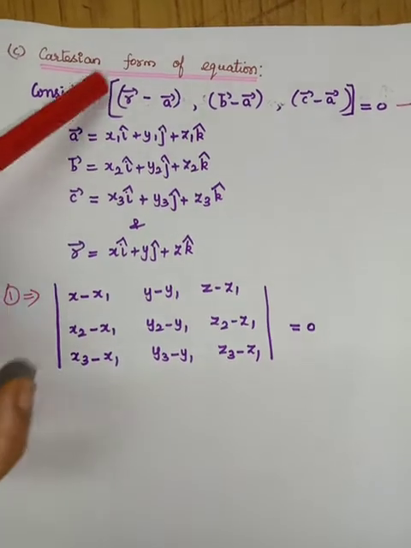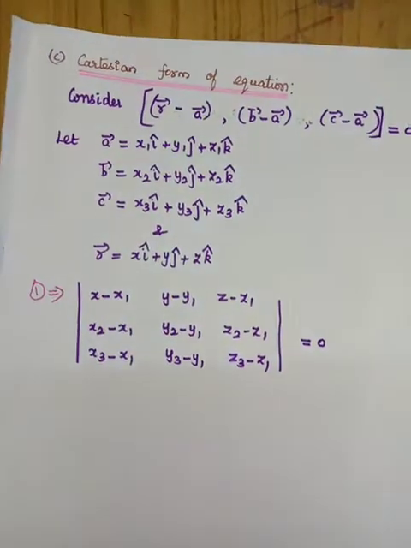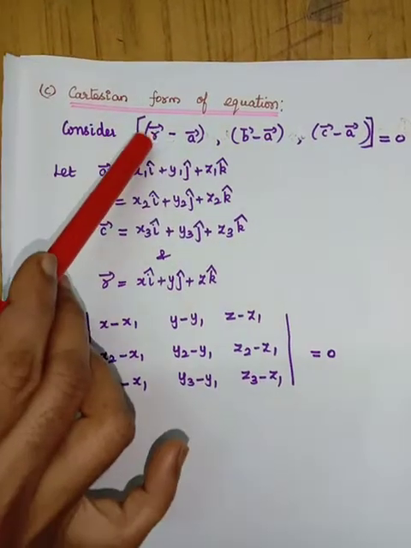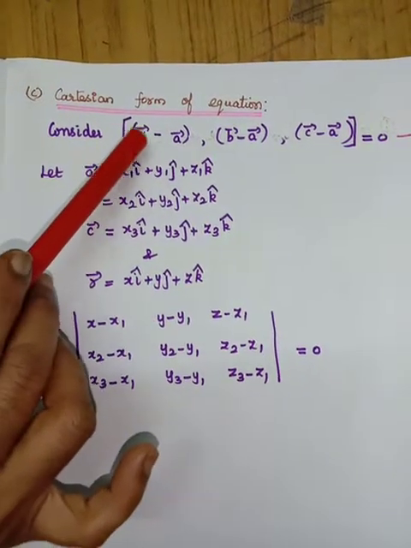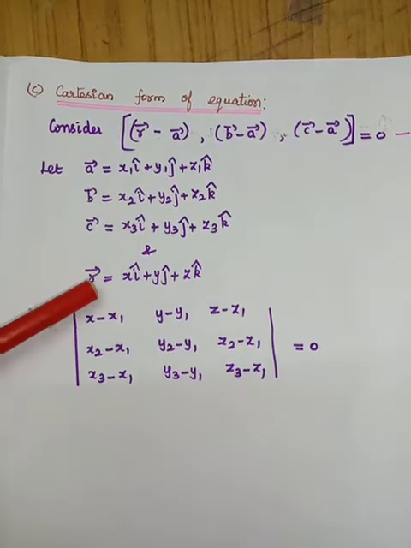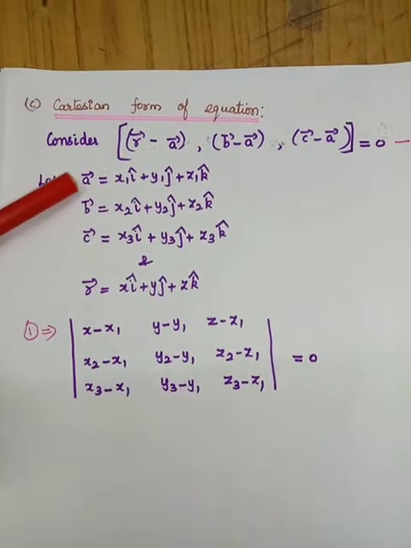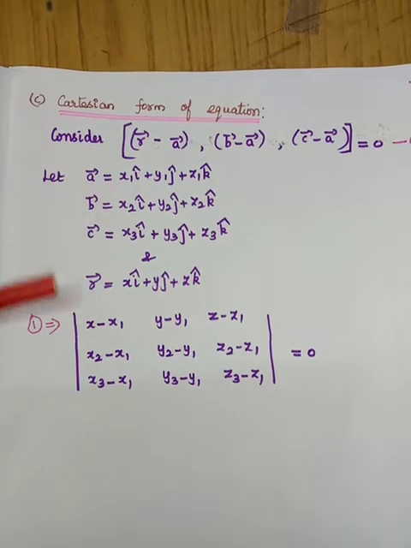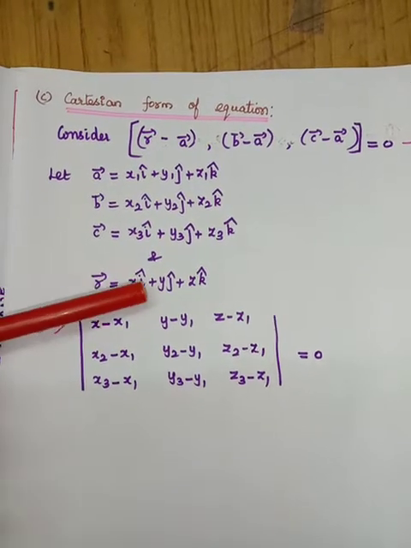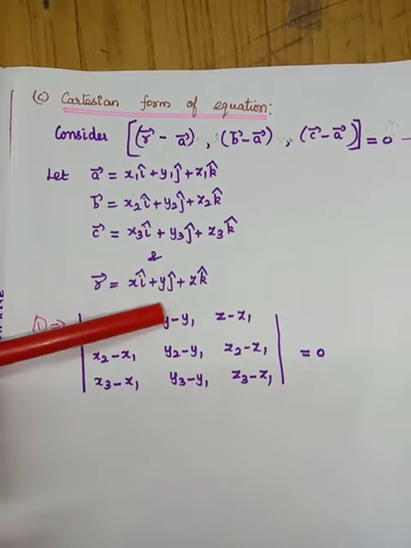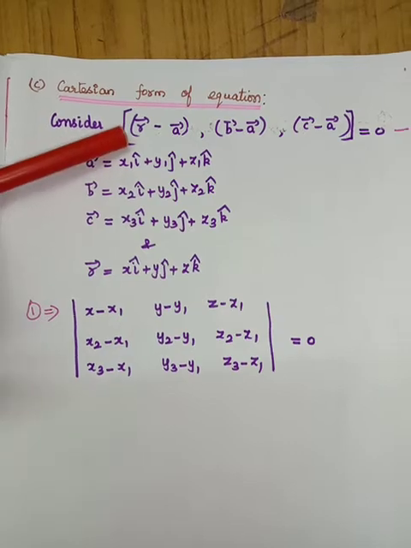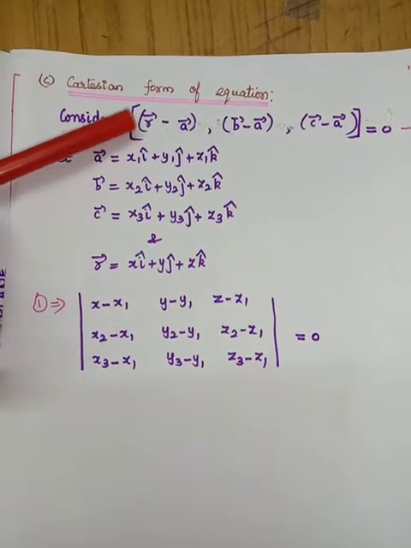Okay, so here it's a box product. How to evaluate the box product? It is nothing but the determinant. Okay, in the first row you have to write the components of R vector minus A vector. Here you are having R vector, here you are having A vector. So what is the i component? x minus x1. So it is written here. Next one, y minus y1. Next, z minus z1. So in the first row we have written the components of R vector minus A vector.